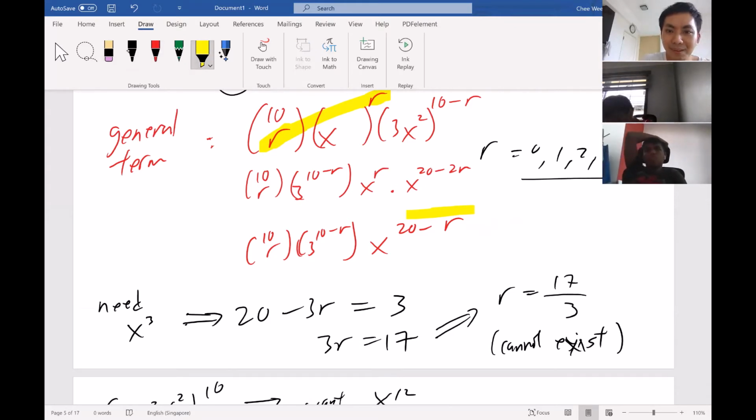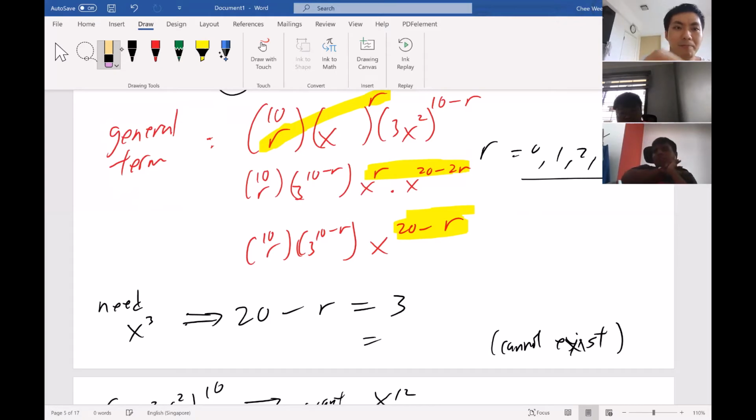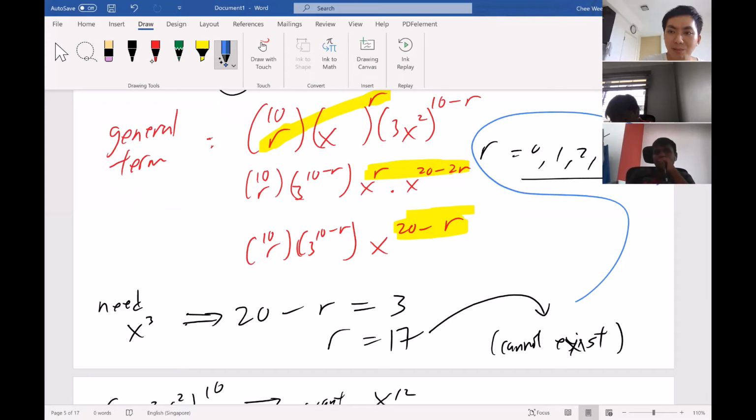Because of this, what's happening today? This guy here, okay? 20 minus r plus r is 20 minus r. But it's the same conclusion. I need 20 minus r to be equal to 3. So how can r be 17? So r is equal to 17. Impossible, because r can only be between 0 to 10. Okay, sorry for the mistake.